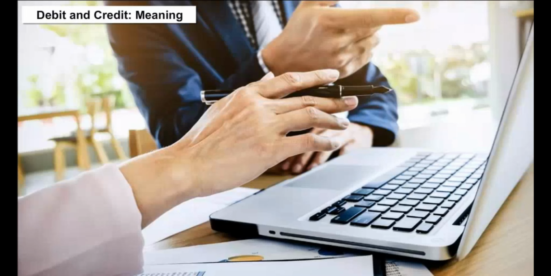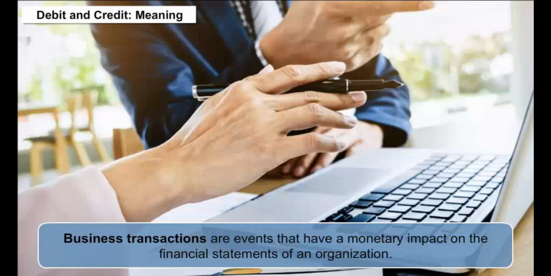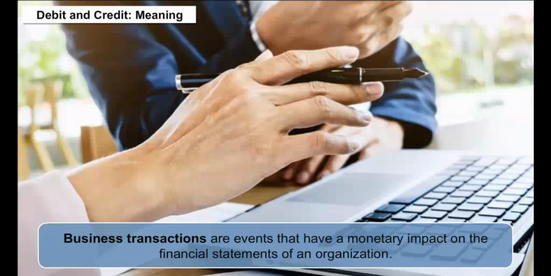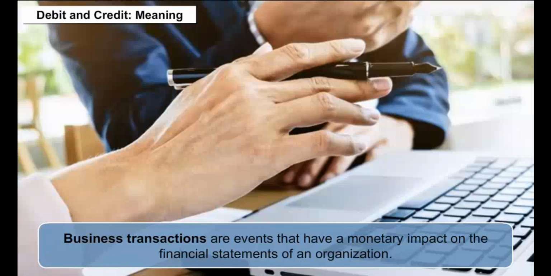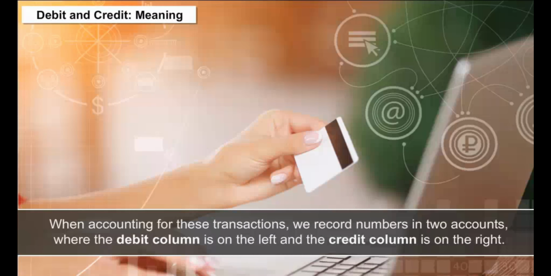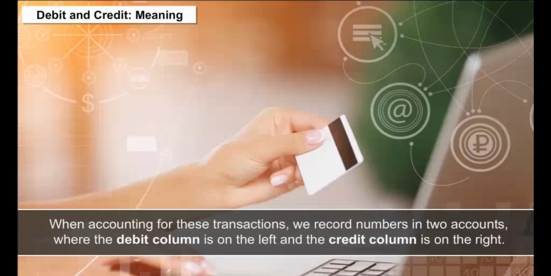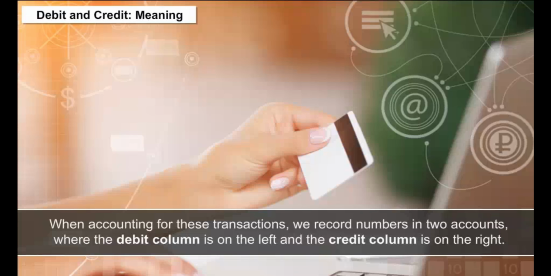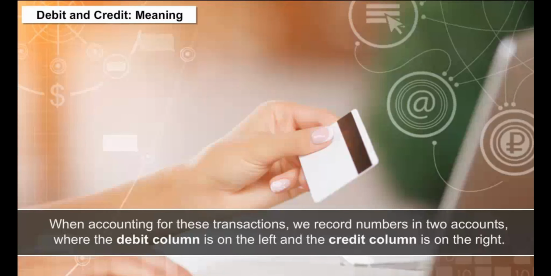Using debit and credit. Business transactions are events that have a monetary impact on the financial statements of an organization. When accounting for these transactions, we record numbers in two accounts where the debit column is on the left side and the credit column is on the right side.